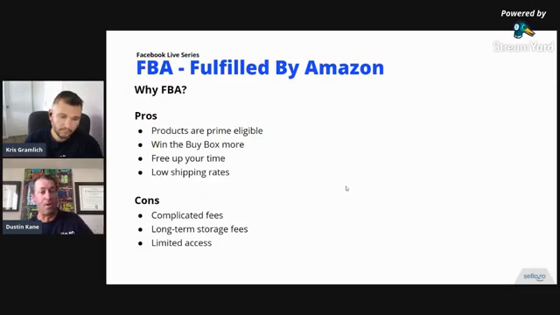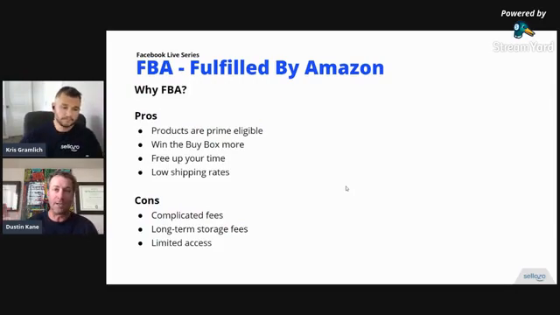The pros of using FBA, as we touched on, is that your products are Prime eligible. So if you've got two similar products on Amazon next to each other, and one is Prime and the other one does not have the Prime badge, and it says shipping is $3.99.